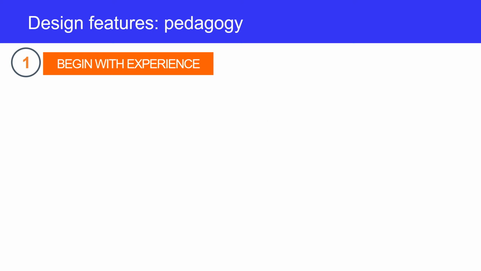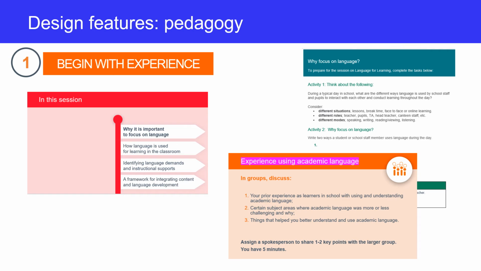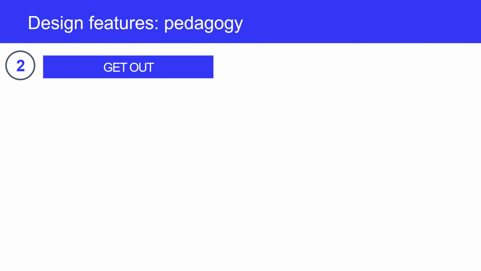You will see that the module starts with begin with experience activities. These are part of stage 1 of the session called Why is it important to focus on language? And in these particular examples, the student teachers are reminded that they may be very well familiar with how language is used in schools, including academic language, and they will be asked to recall the nature of that language from their own experience or from experiences they see in their placements.